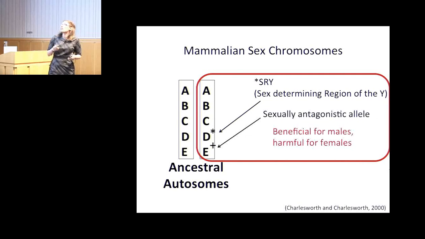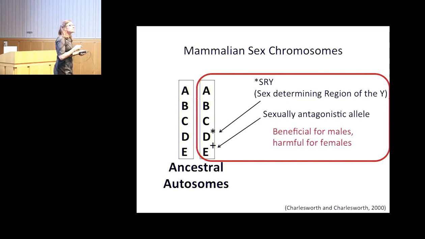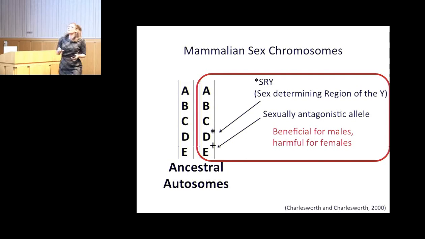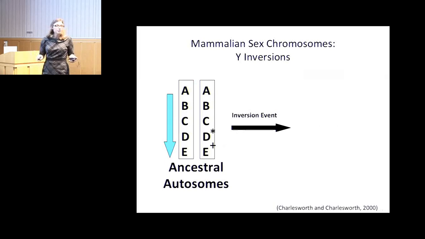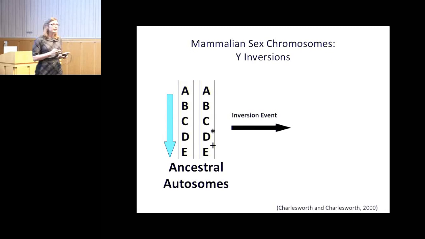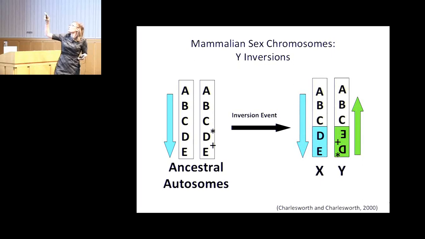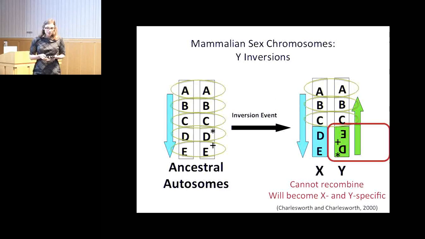But then over time, the incipient Y chromosome will accumulate some genes that are beneficial for males and deleterious to females. So we call them sexually antagonistic genes. And what happens is that it would be very nice for those to occur together. So if an inversion occurred that kept the sex-determining allele with the sexually antagonistic allele, that would sweep through the population. And so you can see here that we have a Y inversion on the Y chromosome. And while that's very beneficial, now that region of the Y chromosome can no longer recombine with the X. And so it's more likely to accumulate deleterious mutations because it cannot fix them.